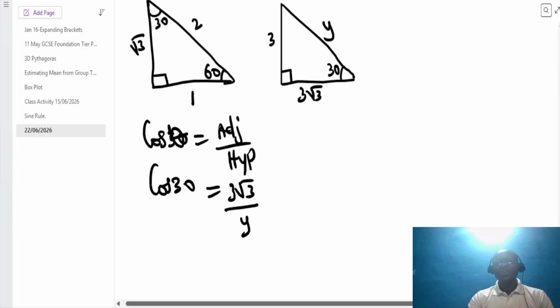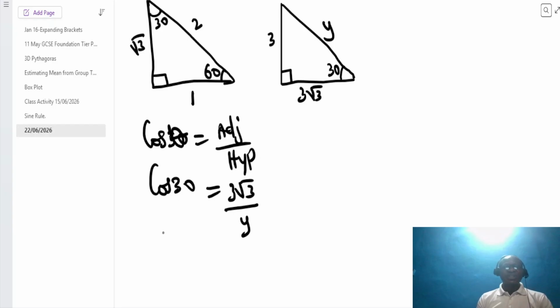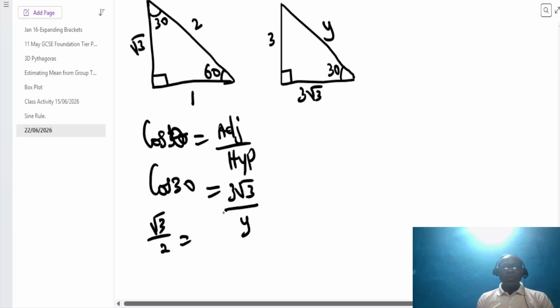Now, let's come back to the special triangle. What is cos 30? Cos 30 is adjacent over hypotenuse, which is square root of 3 all over 2. Equal to what? 3 root 3 all over y. At this point, I can now solve for the value of y.